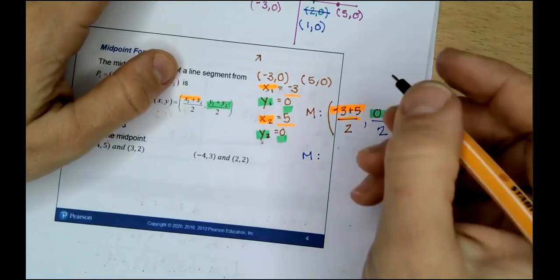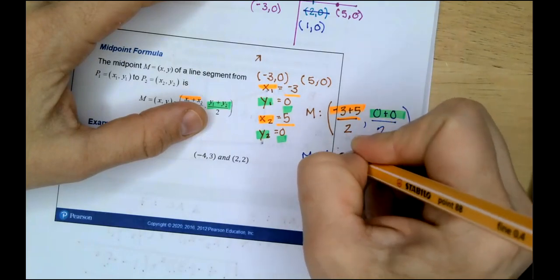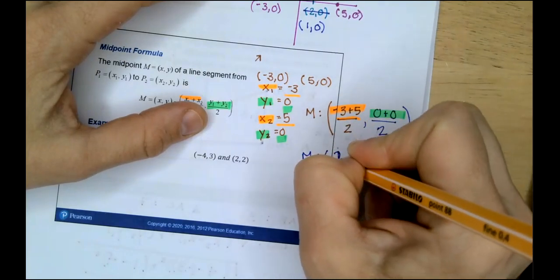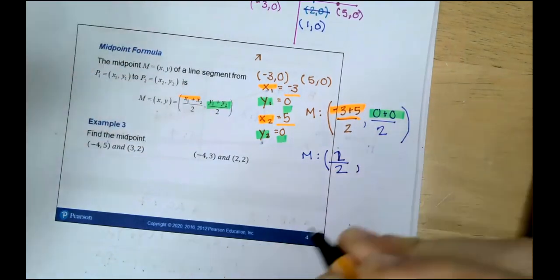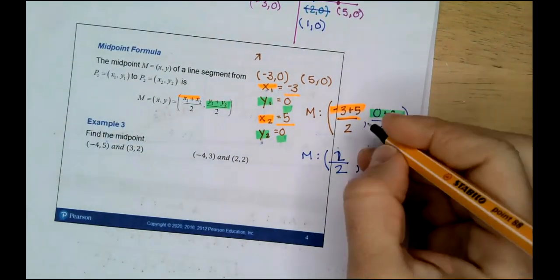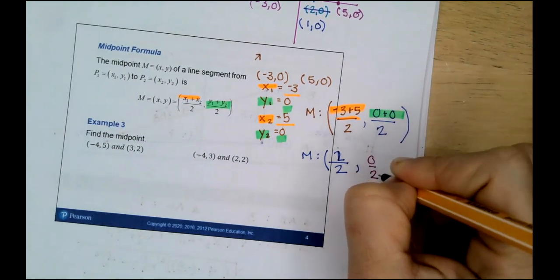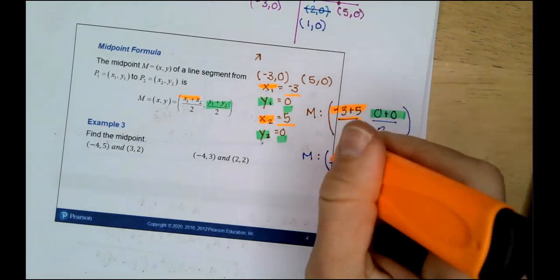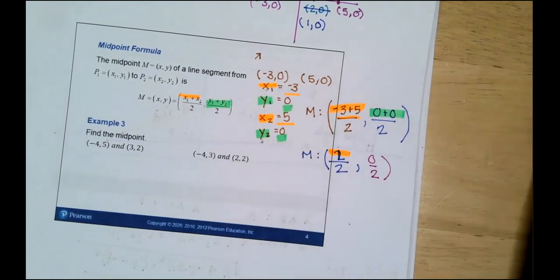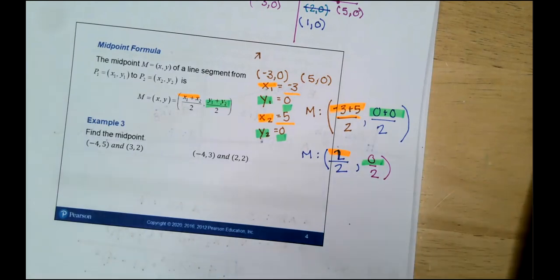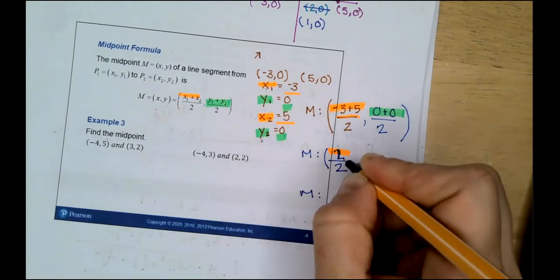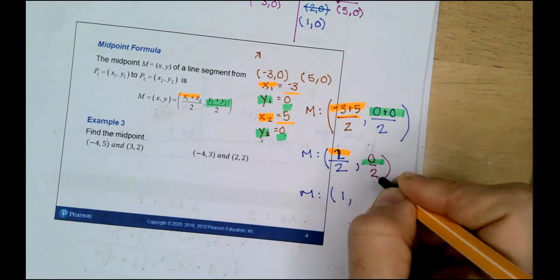All right, -3 and 5 is 2. But 2 divided by 2 is 1. 0 plus 0 is still 0 over 2. So that's still this number. -3 and 5 becomes 2. And then 0 plus 0 remains 0. Just simplify one step further. I'm so embarrassed, I'm flustered. 2 divided by 2 is 1. 0 divided by 2 is 0.